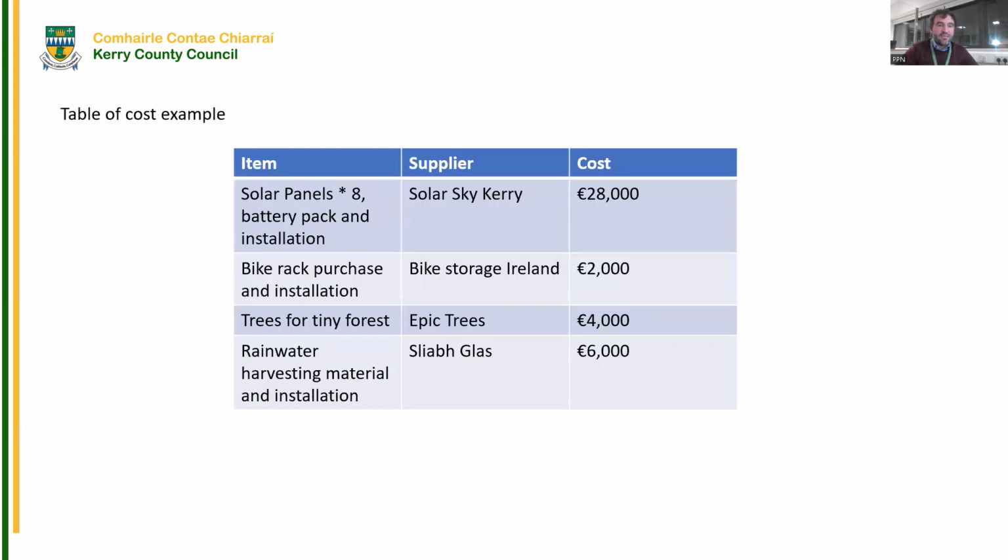Here's an example of the cost table, and it's just solar panels. So it's the item, the supplier, the cost. Solar panels, the supplier is Solar Sky Kerry, and the cost is 28,000. So you just break down the project and the costs in that table. Okay.